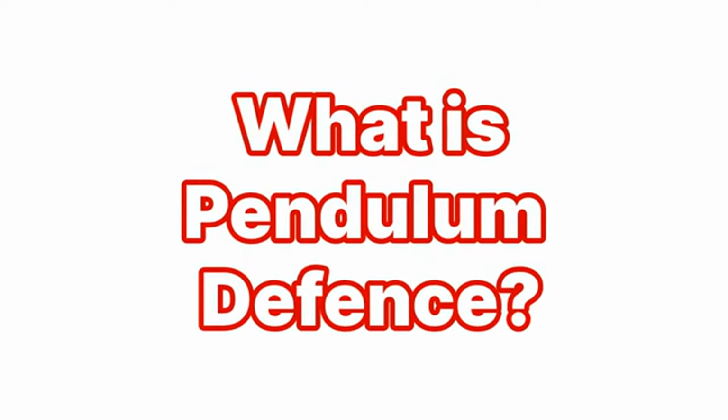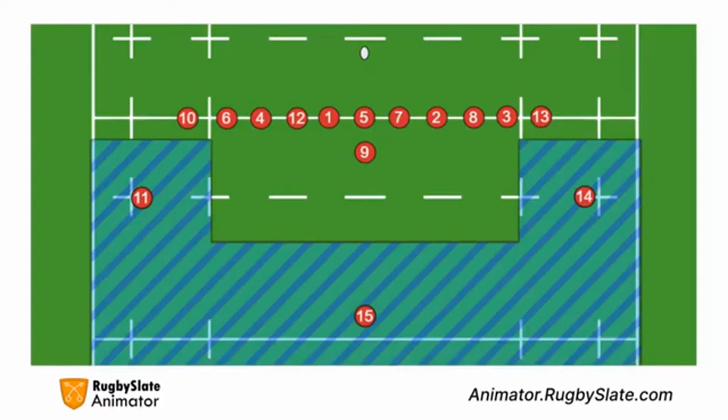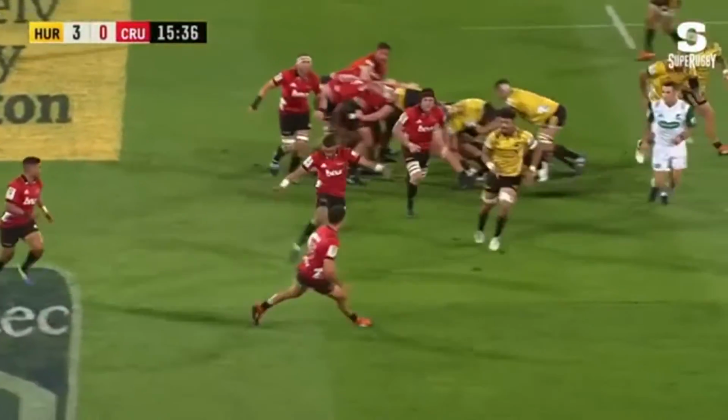What is the pendulum defense? It's a defensive system for defending the backfield and edges of the field. It mainly involves the 2 wingers and the 15, known as the back 3, but it's important that all players understand it, as they might be needed to fill in.